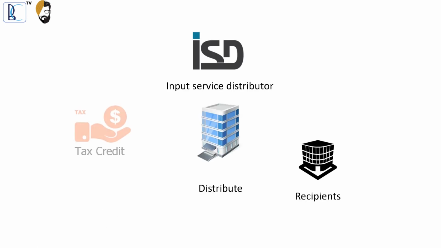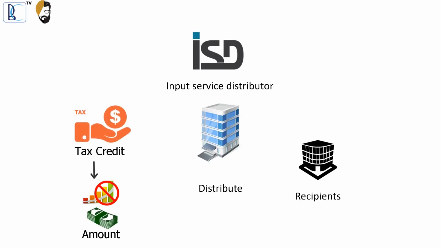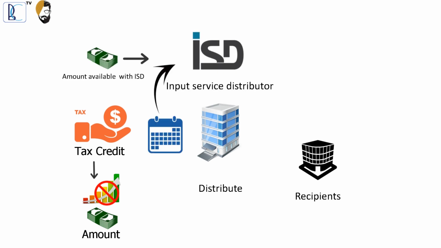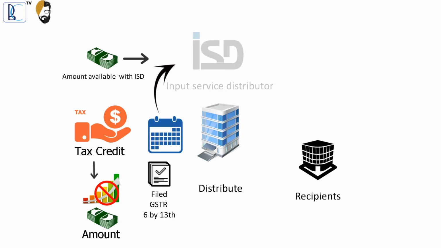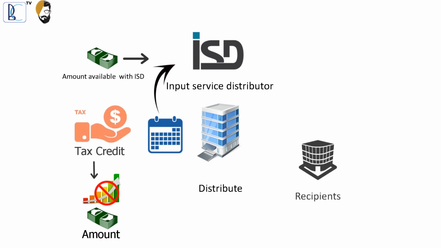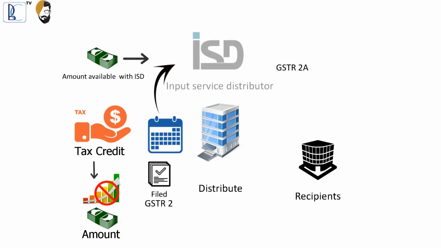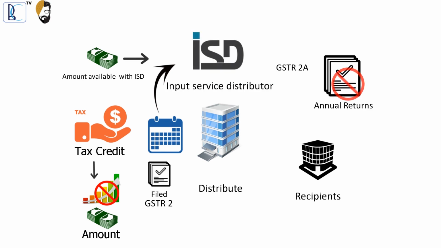Returns: The amount of tax credit distributed should not exceed the amount of tax credit available with the ISD at the end of the relevant month, to be filed by the ISD in GSTR 6/13 of the succeeding month. The recipient of the tax credit can view the tax credit so distributed by the ISD in GSTR 2A, which is auto-populated, and in turn can claim the same by filing GSTR 2. ISD need not file annual returns.